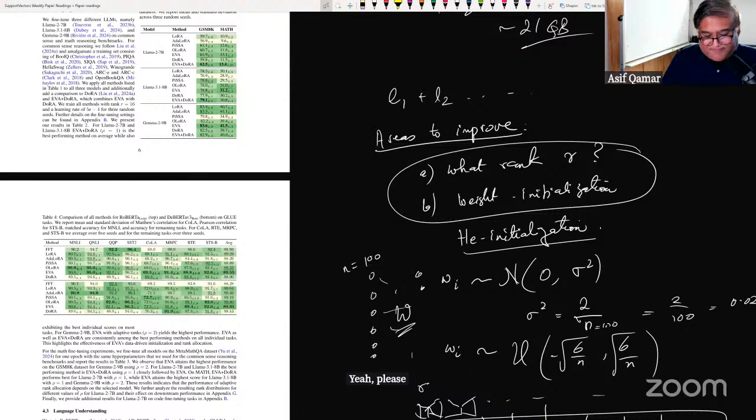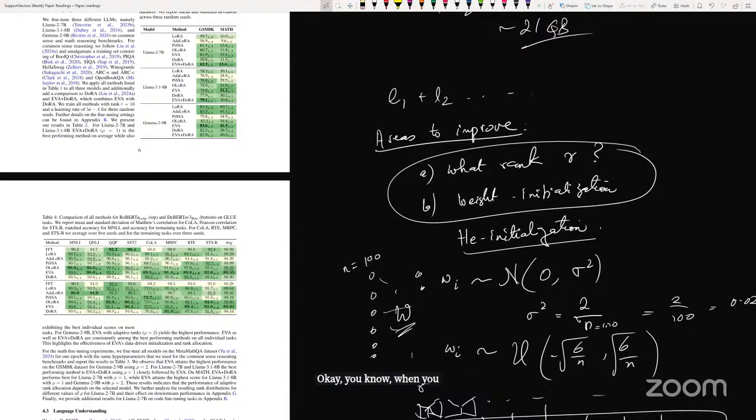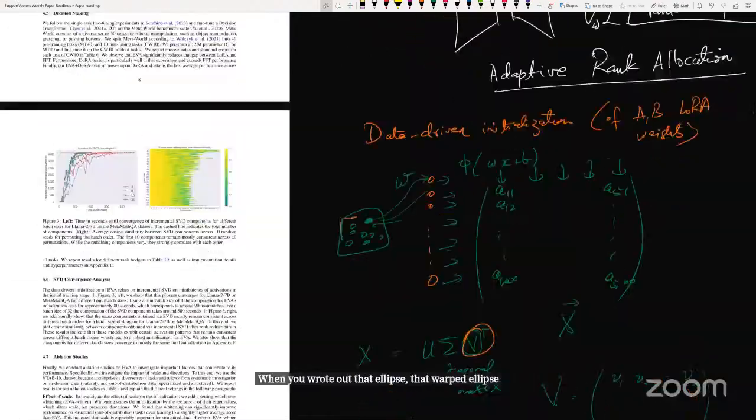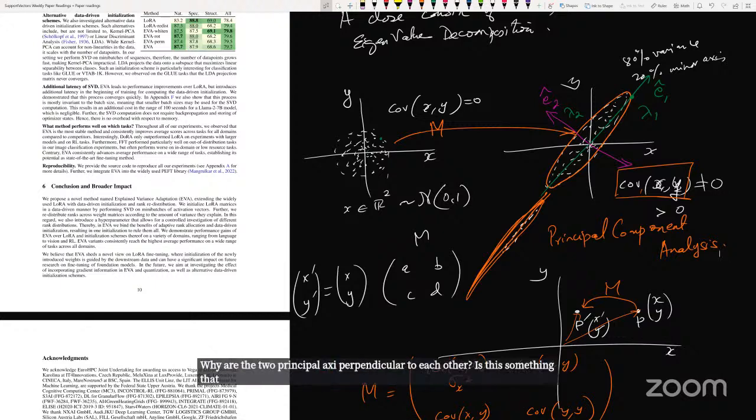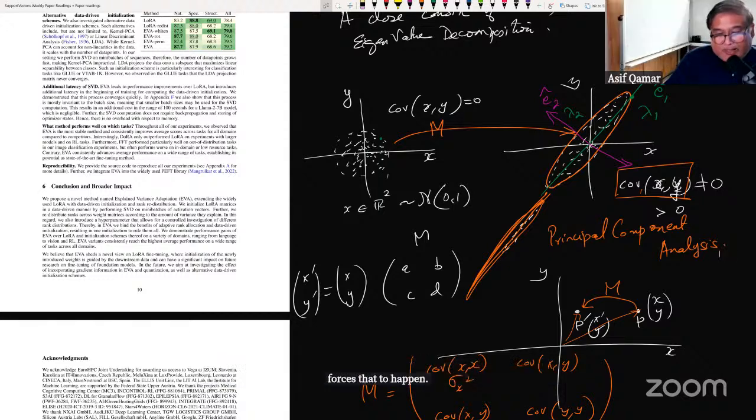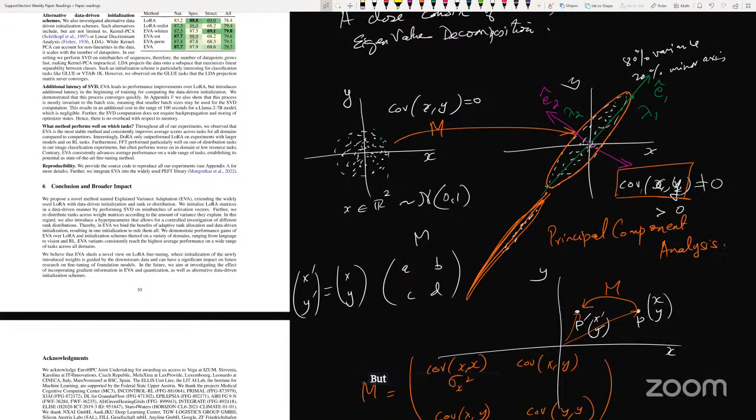Okay, when you wrote out that ellipse, that warped ellipse in that second space, why are the two principal axes perpendicular to each other? Is there something that forces that to happen? Yes, it forces that to happen. Orthogonal. Why are the two principal axes necessarily perpendicular to each other?